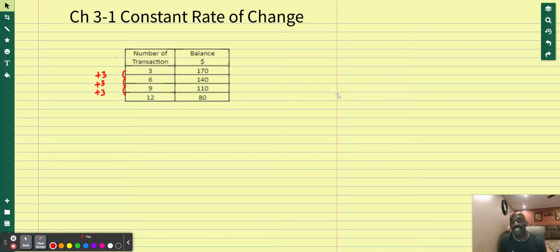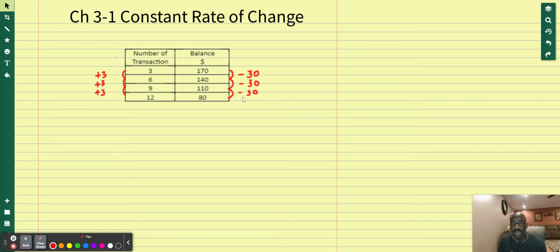All right. Let's look at what's happening with the balance. On the balance on the right side of the table, it goes from $170 to $140. So it went down. Therefore, I must use a negative number to denote that it is decreasing. It's going down by $30. Negative 30. From 140 to 110 is doing the same thing. And from 110 to 80 is doing that again. It's going down by $30.